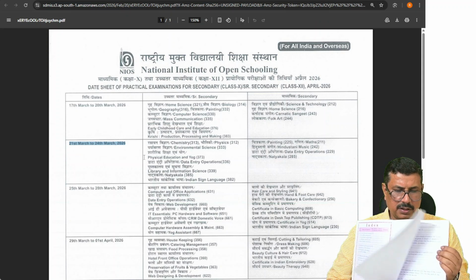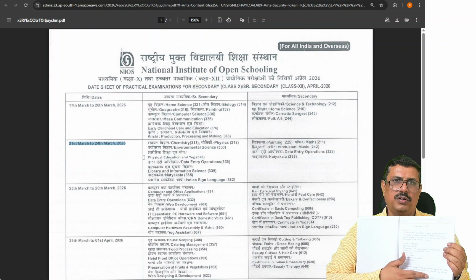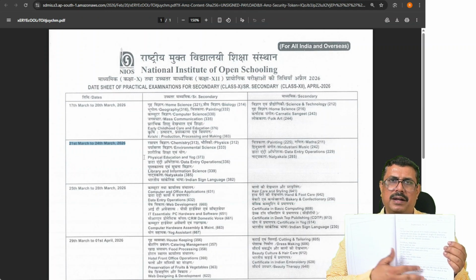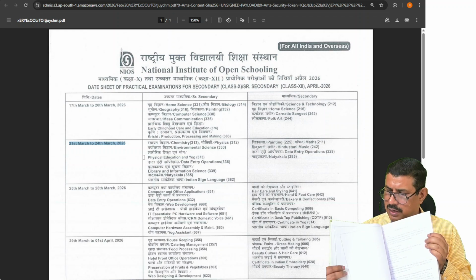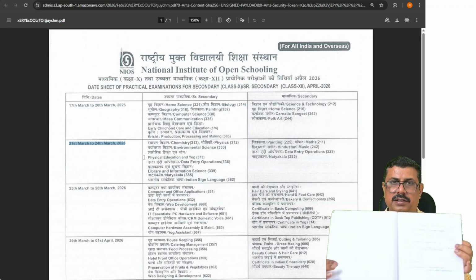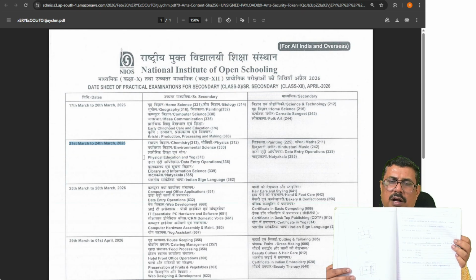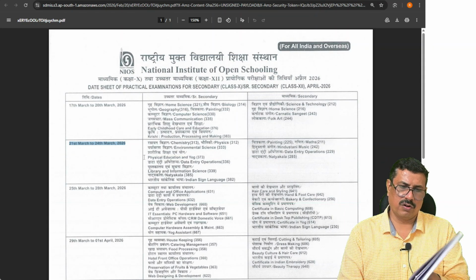Next, in this notebook, you will get a ruled page and a blank page. In the ruled page, you have to write down the practicals. In the blank page, you have to draw the relevant diagram, just like this. Draw the diagram. On the ruled page, you write in the notebook, and on the blank page, draw the diagram.